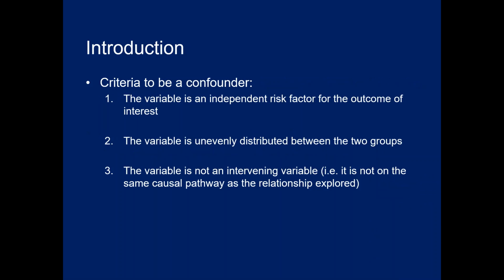And the final criterion that we have to ask ourselves is whether or not the variable is an intervening variable, because if it lies on the same causal pathway as the relationship being explored, then it cannot be a confounder. In this case, essentially what we're asking is, does the effect of neutering on mammary cancers run independent of the effect of age? And I think we can probably say it does. That doesn't necessarily help us understand what an intervening variable is, and I'd like to give you an example.